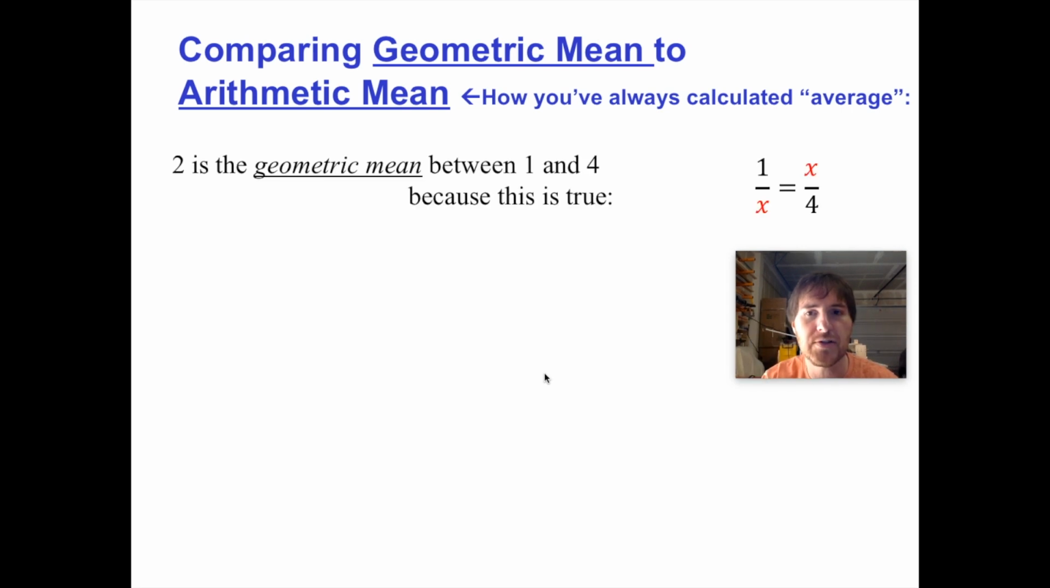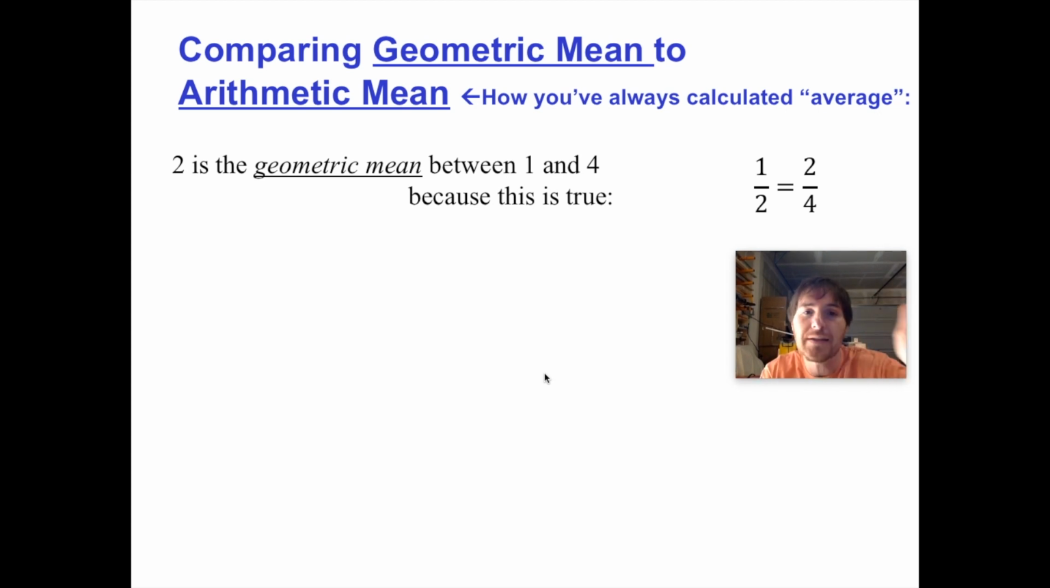All right, we already looked at this one. 2 is the geometric mean between 1 and 4 because the following proportion is true. If I have 1 over x, I'm giving you a heads up of how you solve for a geometric mean. Got two numbers, 1 and 4. What's the geometric mean? I know that my means are the same, because it's what number makes that proportion work. And that's going to be 1 over 2, which is a half. 2 over 4 is a half as well. They're both 0.5. So that's the geometric mean between 1 and 4.